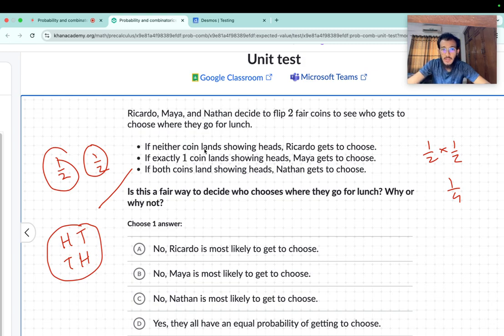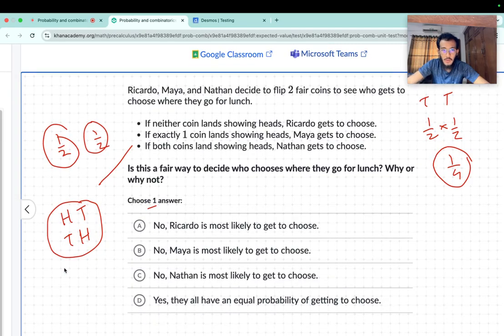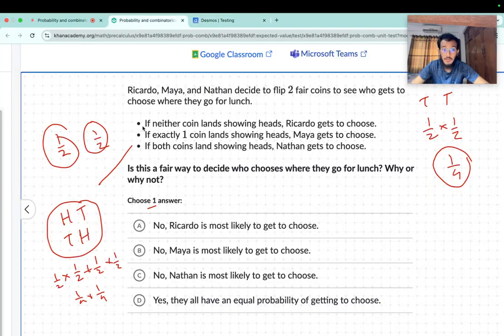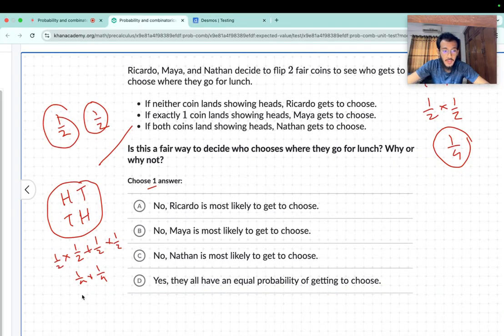But if neither coin lands showing head, we have only one possible outcome, tails. Ricardo gets to choose. This is the probability for Ricardo. But for Maya, we have 1 upon 2 into 1 upon 2 plus 1 upon 2 into 1 upon 2. So you have 1 upon 4 plus 1 upon 4, which is 1 upon 2, or 0.5. So Maya has a better chance.